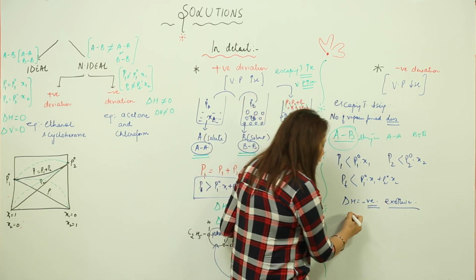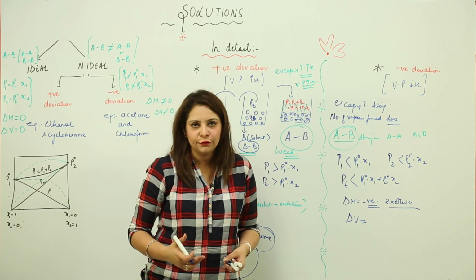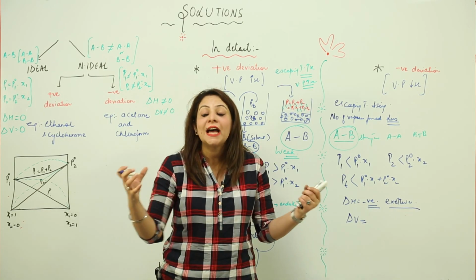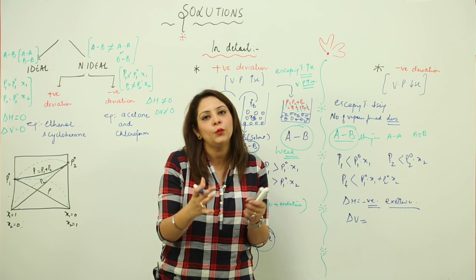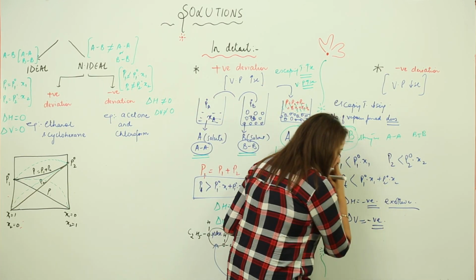And when we talk about delta V, it is clear that there exist more attractive forces. More attractive forces means they are tightly bound. Tightly bound means less volume. They will occupy less volume. So we can say the change in volume is negative.